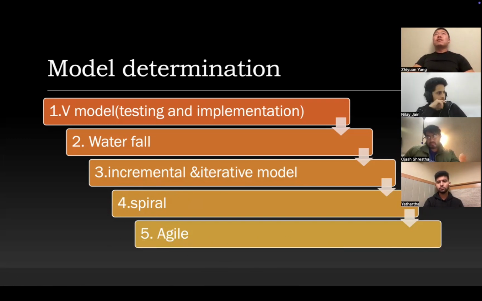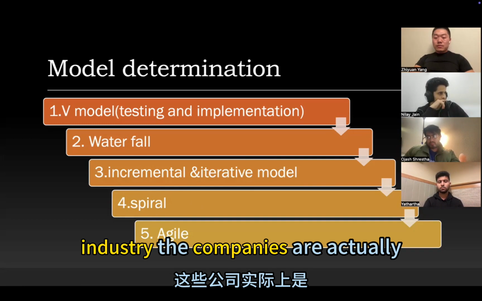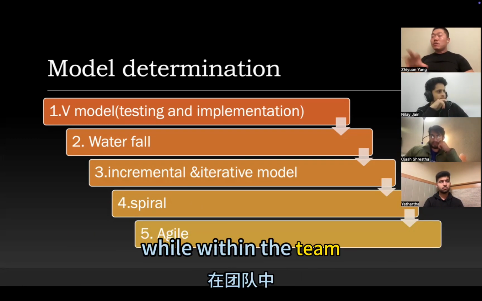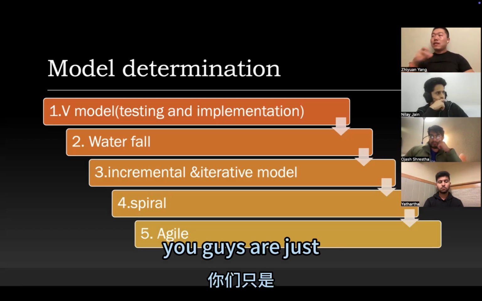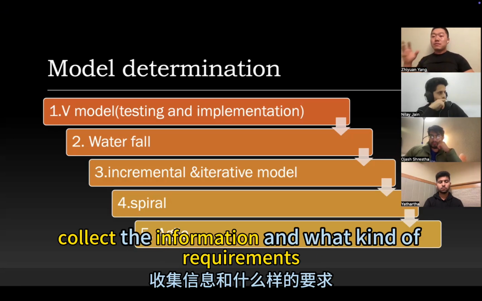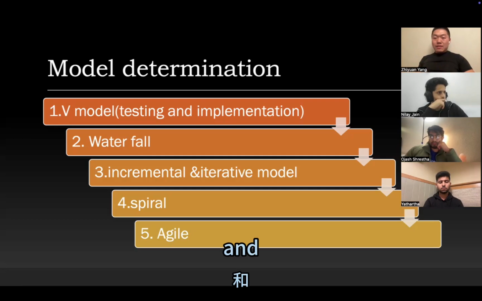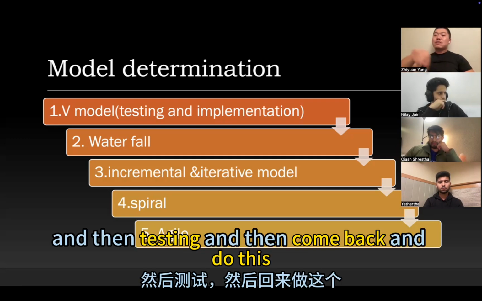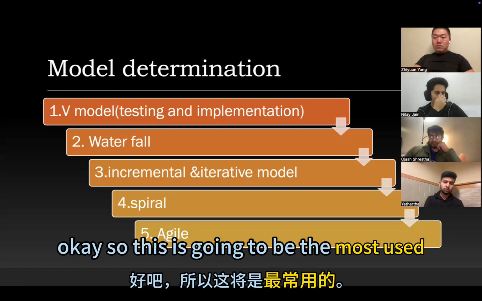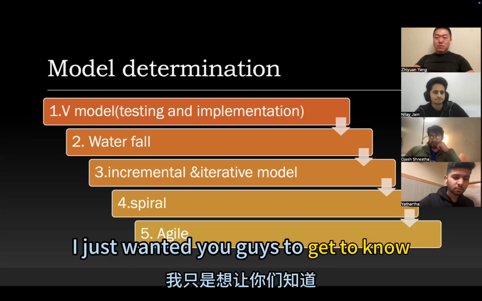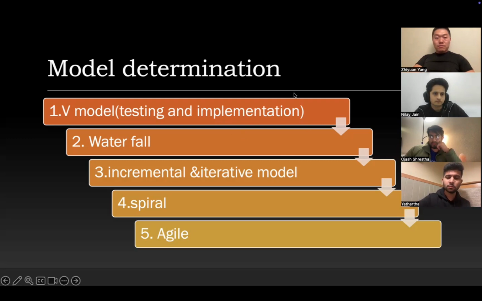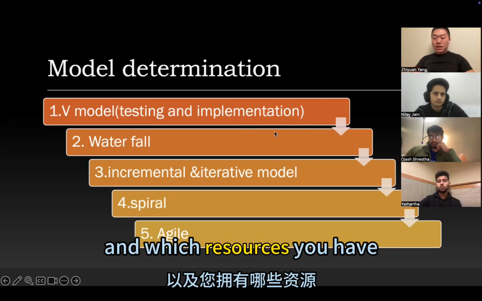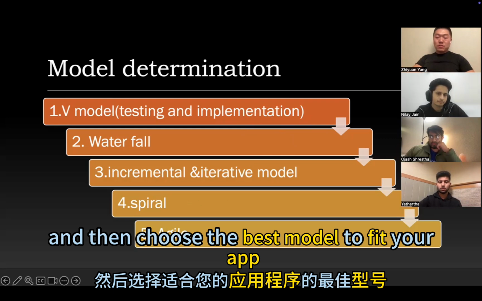Most of the companies in the industry are actually using this model because you can just plan and then design, while within the team you collect the information and requirements, do the brainstorm, and then implement, test, and come back and do these iterations again. So this is going to be the most used. I just wanted you to get to know which applications you're developing and which resources you have, and then choose the best model to fit your app. Okay.